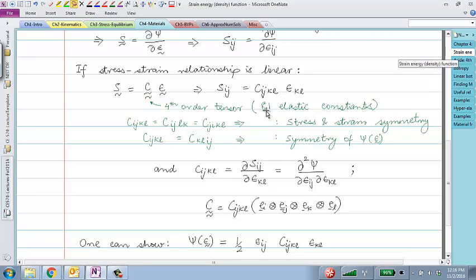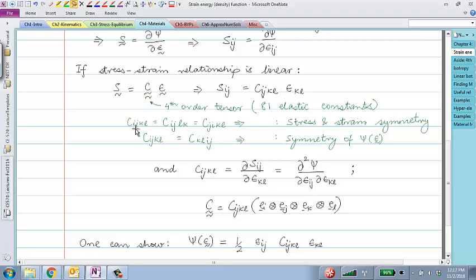But anyway, the bigger problem with this is that if I define a material with 81 elastic constants, then I would have to do 81 different types of experiments to try to determine each one of them, which is simply unmanageable. But there's some good things about it.